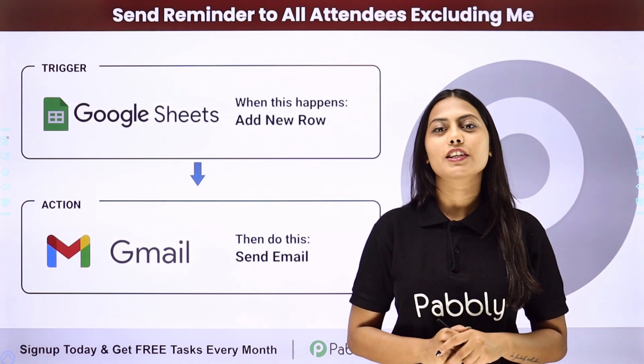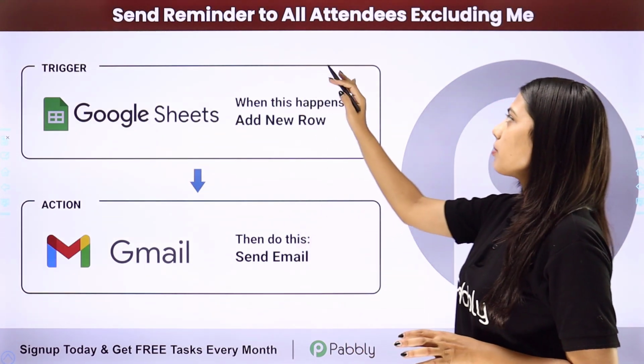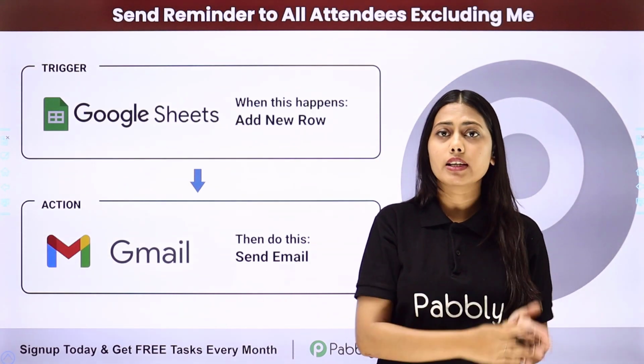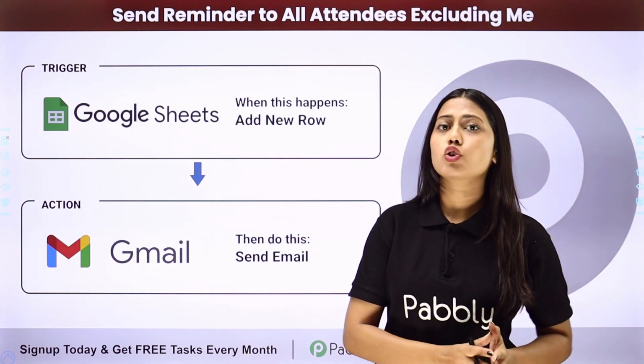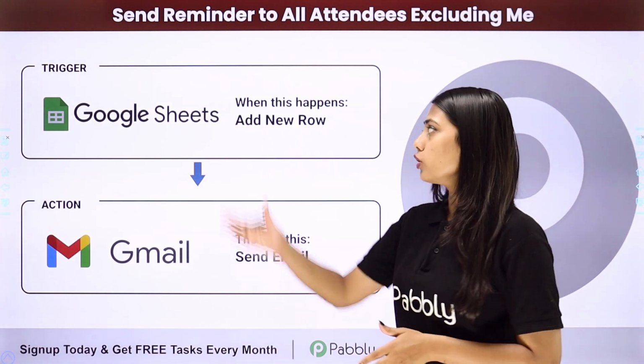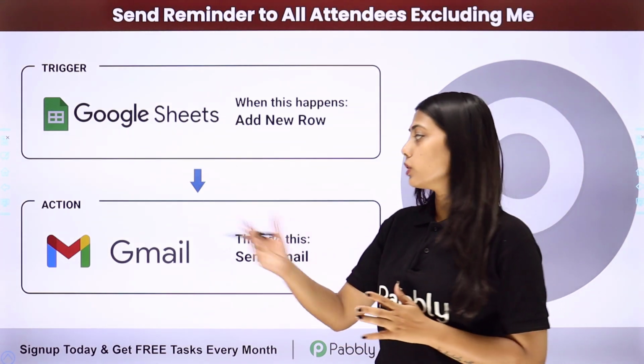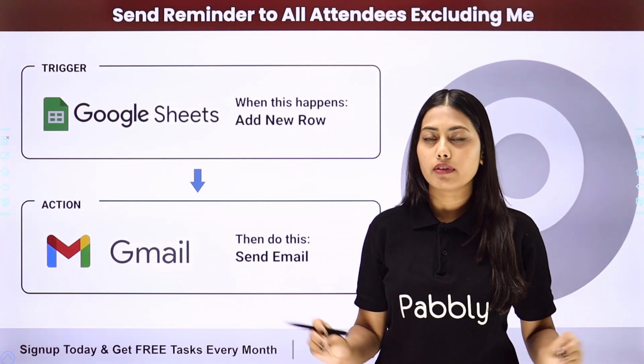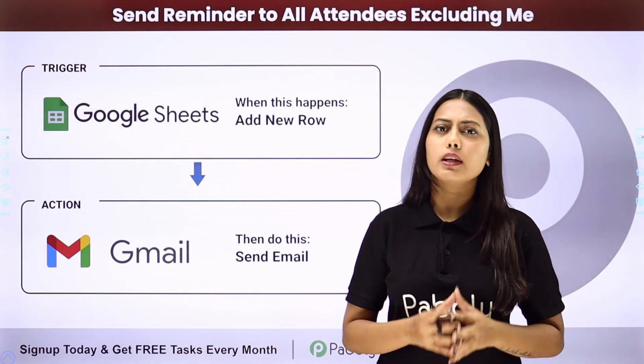Hello everyone, in this video we are going to learn how to send a reminder to all attendees excluding me. So if you have created an event in your Google Calendar, you collect all the data related to that event in your Google Sheet and then integrate it with Gmail in such a way that a reminder will be sent to all the attendees of the event excluding yourself or any one person.